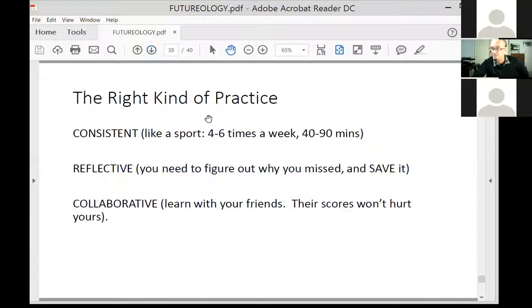It's a learning process. Everybody goes up with the right kind of practice. What is the right kind of practice? There are 3 things that are really important for the right kind of practice. 1, you must be consistent.